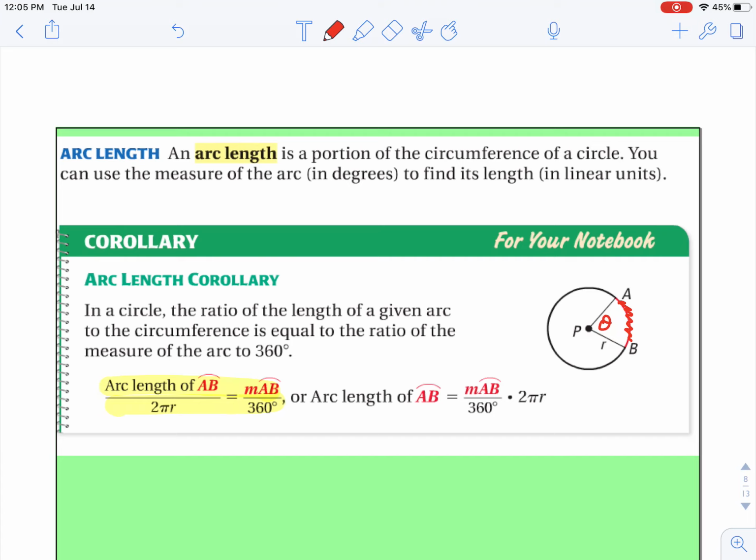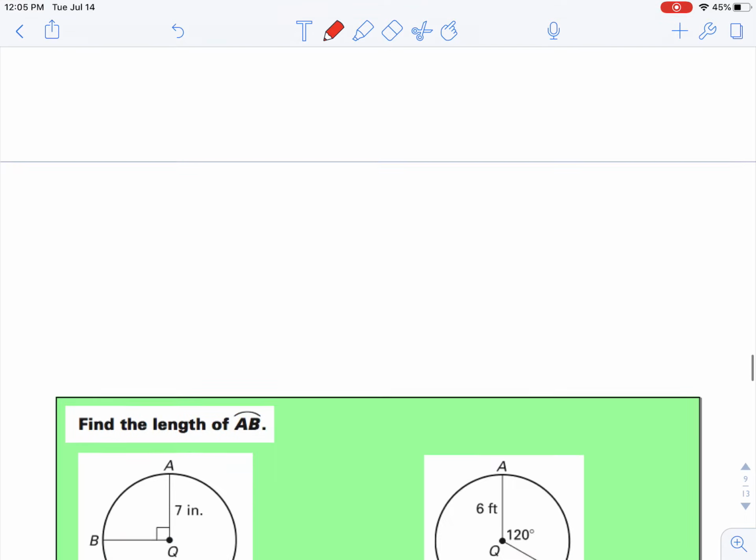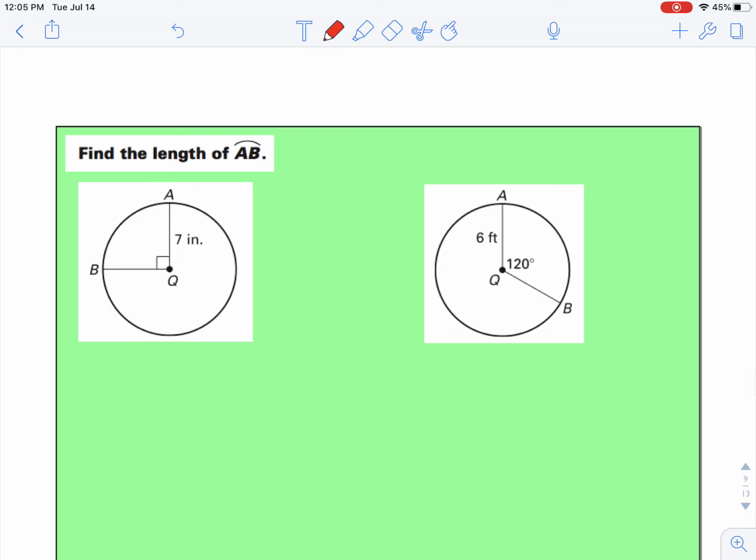So actually, if you can understand those ratios, the 90 degrees is 1/4 of 360, so that arc AB will be 1/4 of the whole circumference. If you can understand that idea, then the rest of this should go quite well. So let's try some. It says find the length of arc AB.